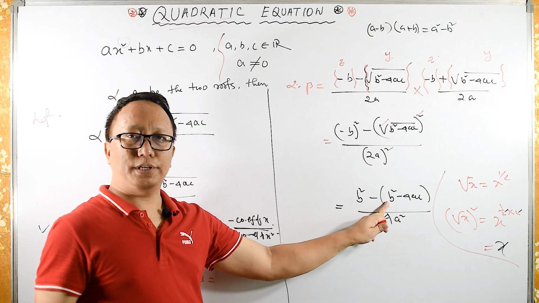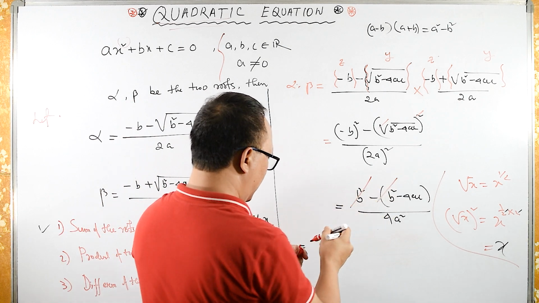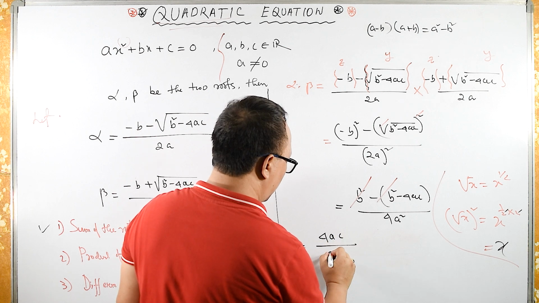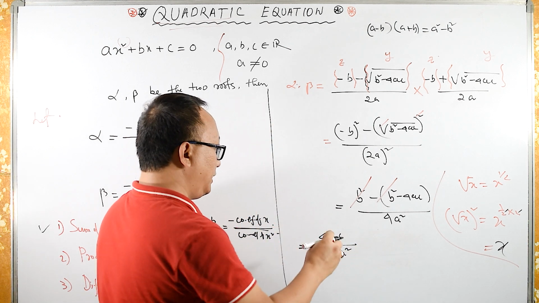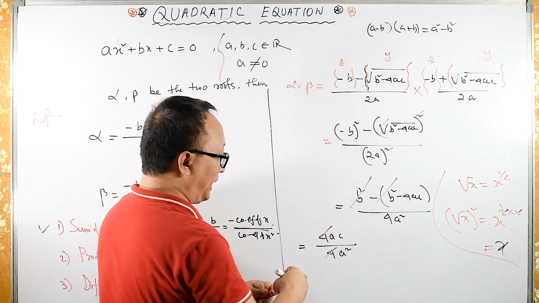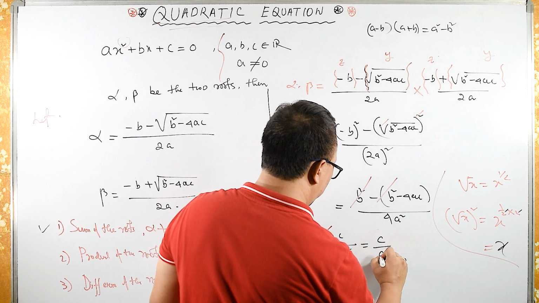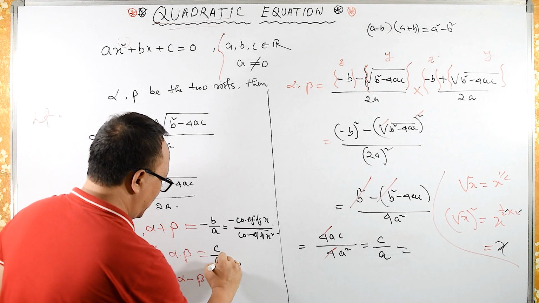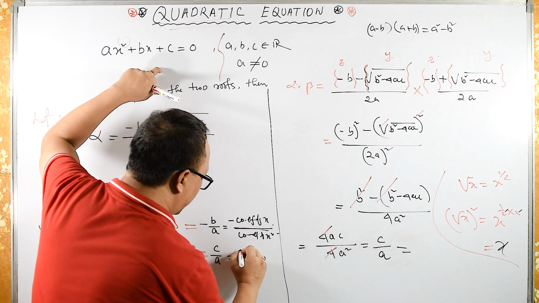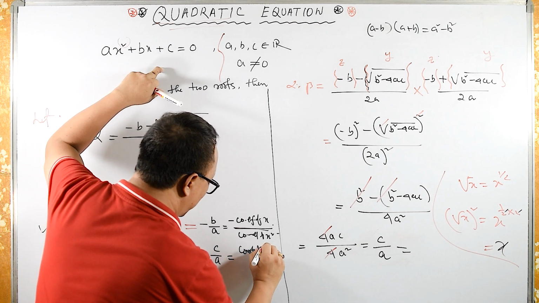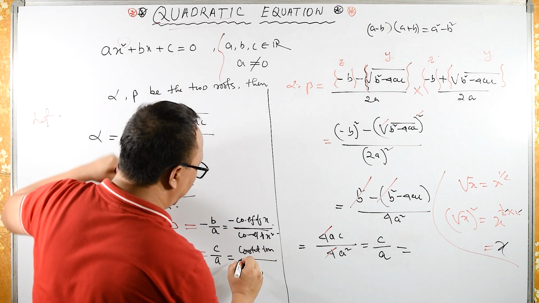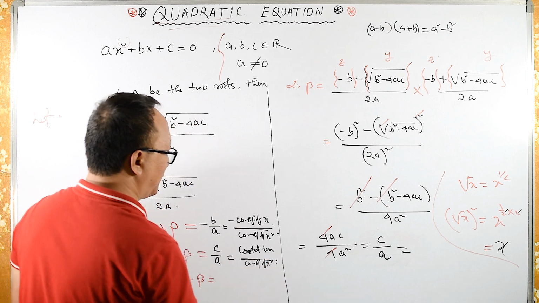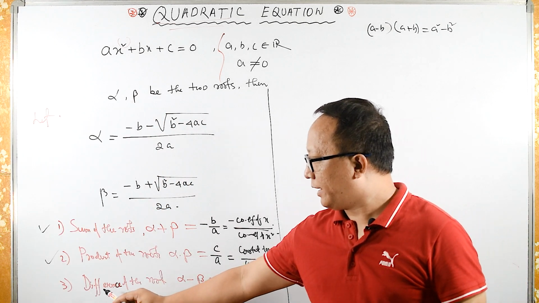This b square and b square gets cancelled, and then minus plus we have 4ac upon 4a square. This 4 gets cancelled, 1a gets cancelled, but we have c upon a. Product of the roots alpha into beta is same as c upon a. What is c? C is the constant term, upon what is a? A is the coefficient of x square. Now we need to find the difference of the roots.